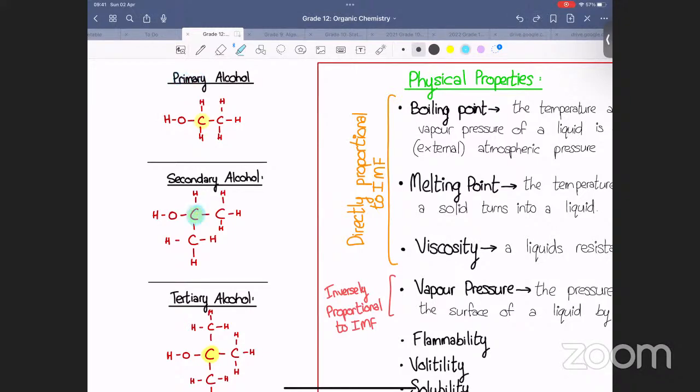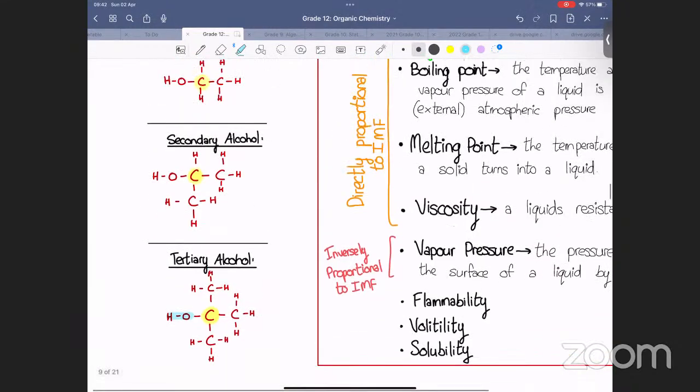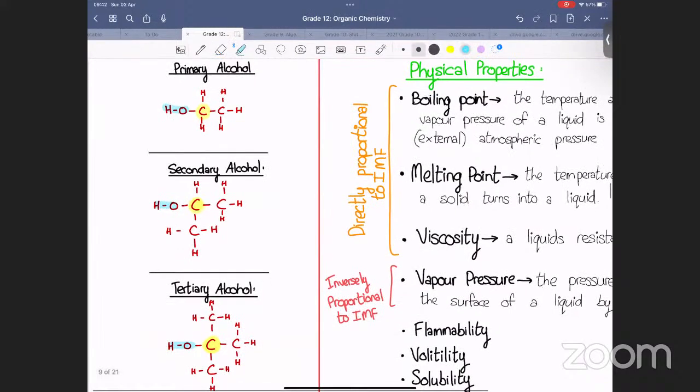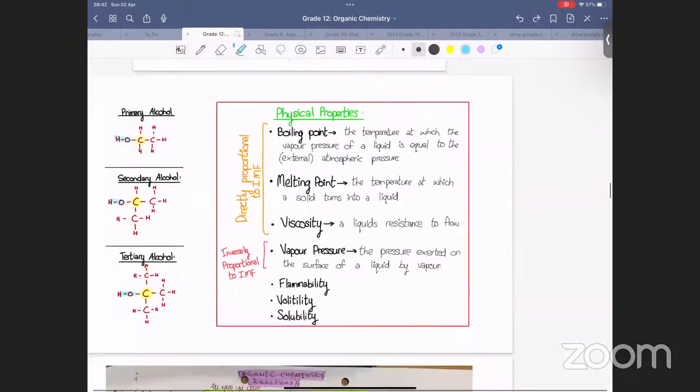Secondary alcohol: the carbon that's attached to the OH is attached to two other carbons, and it's known as a secondary alcohol. Then we have tertiary: the carbon attached to the OH is attached to three other carbons, and that we refer to as a tertiary alcohol.